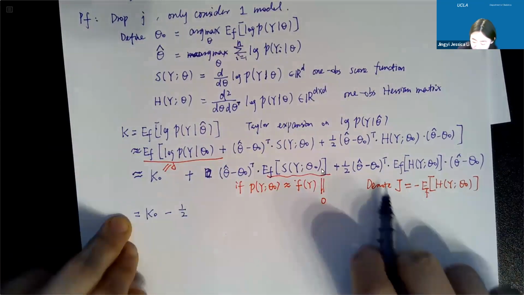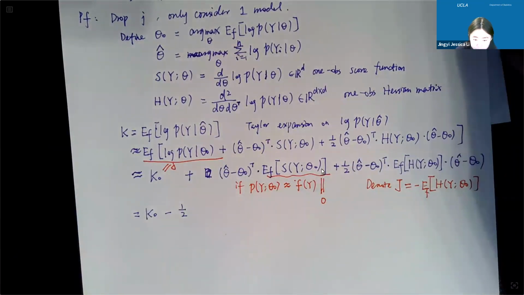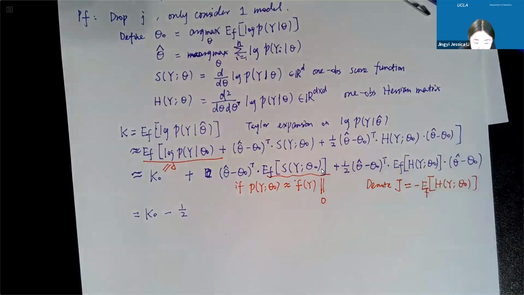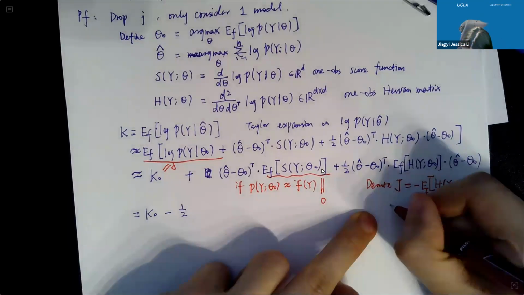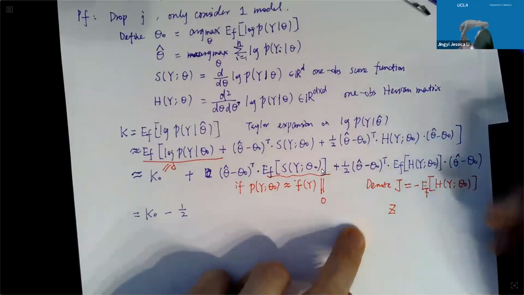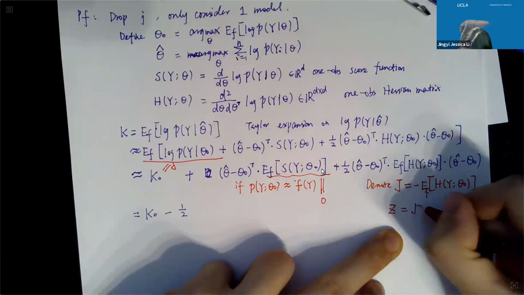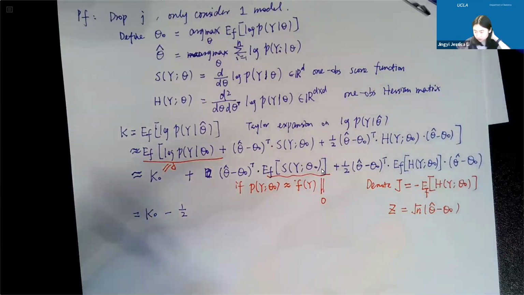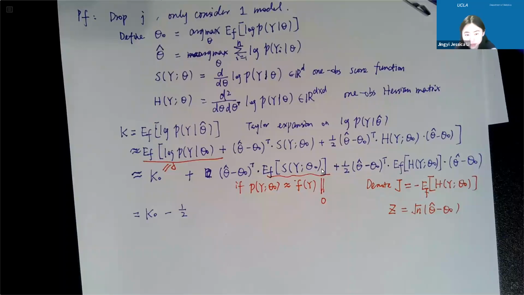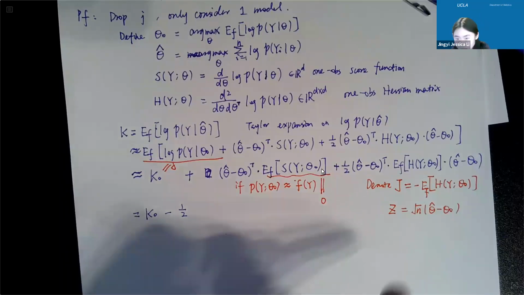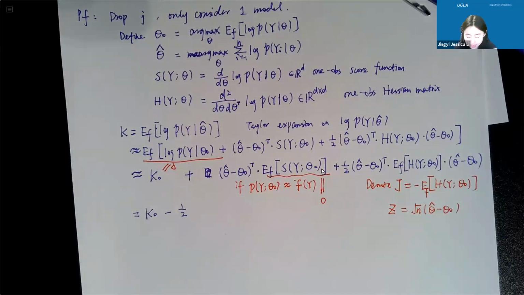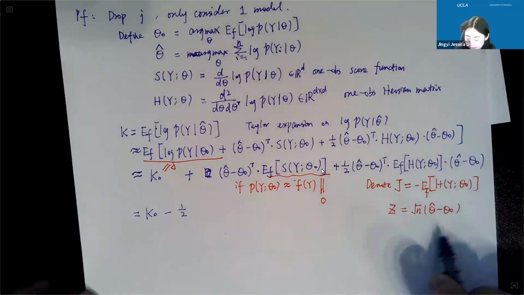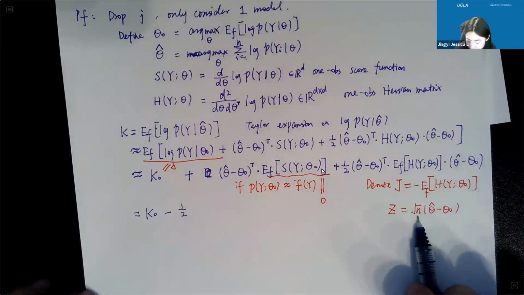Okay, and for this theta hat minus theta zero thing, we also give it a notation. We call that Z. We denote Z as root n times theta hat minus theta zero. So if you have ever seen some central limit theorem type of result, we have this root n used frequently. It is a way to standardize the variance so that in the asymptotic variance n disappears.